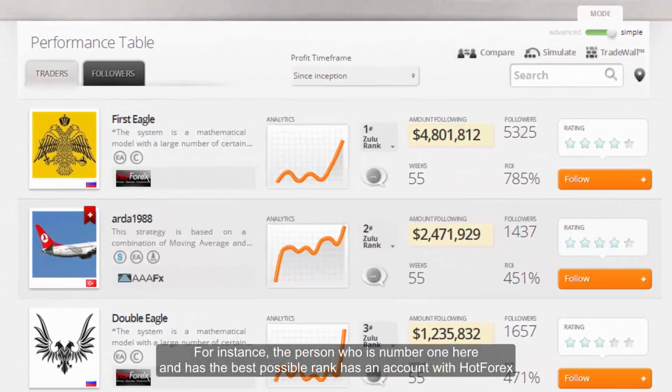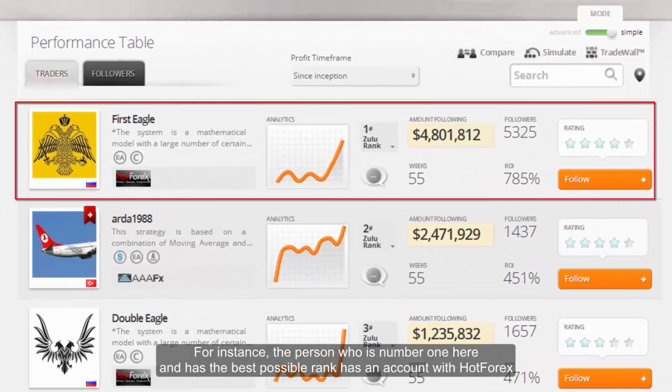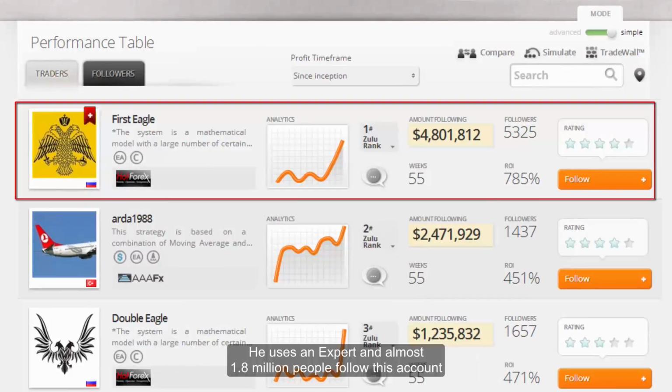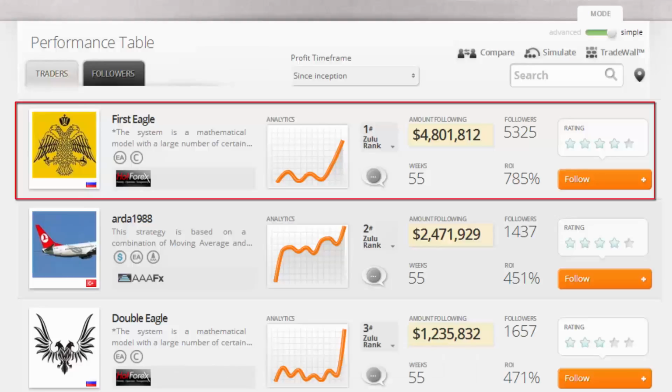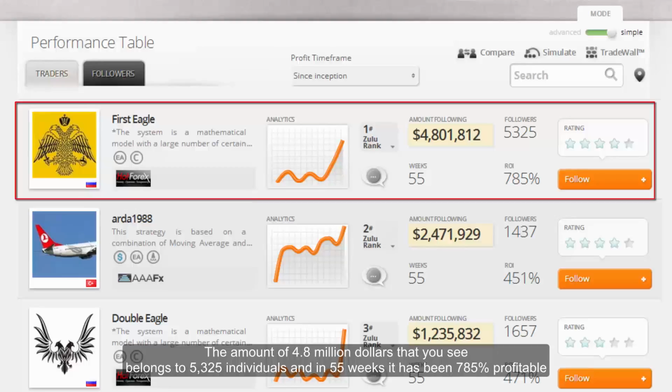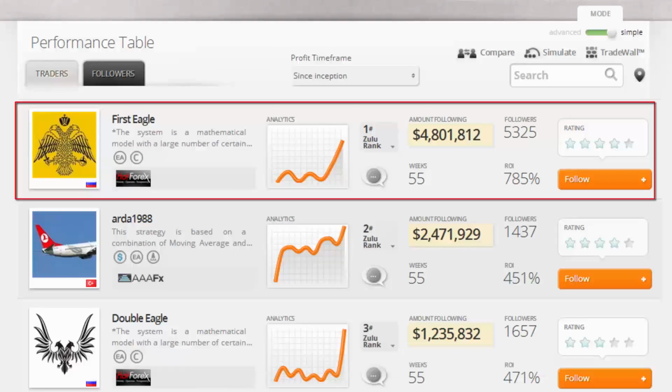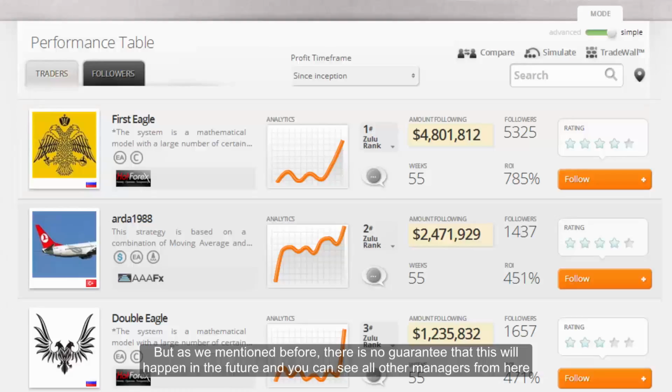For instance, the person who is number 1 here and has the best possible rank has an account with PFOREX. He uses an expert and almost 1.8 million people follow his account. The amount of $4.8 million that you can see belongs to 5,325 individuals, and in 55 weeks it has been 785% profitable. But as we mentioned before, there is no guarantee that this will happen in the future, and you can see all other managers from here.